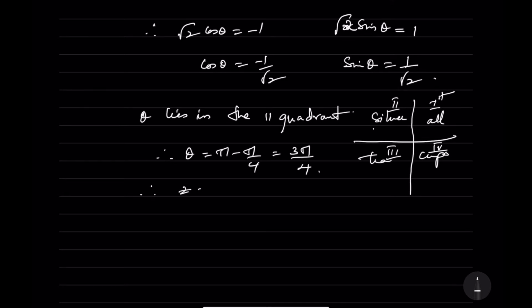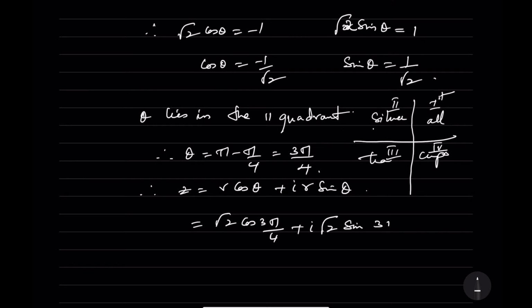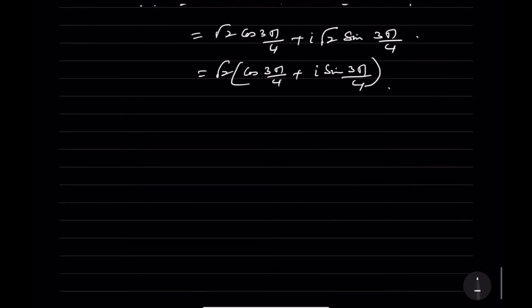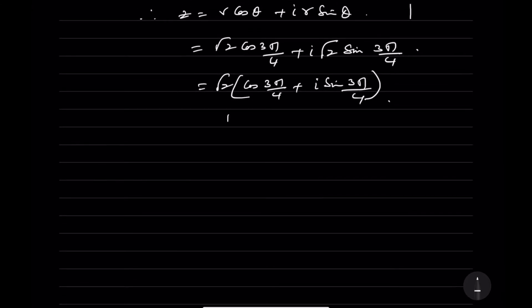Therefore z is equal to r cos theta plus i r sin theta, here you will get r is nothing but root 2 cos of 3 pi by 4 plus i sin of 3 pi by 4, or this can be written as root 2 common, if you take, cos 3 pi by 4 plus i sin 3 pi by 4 is the answer. So now this is the required polar form.